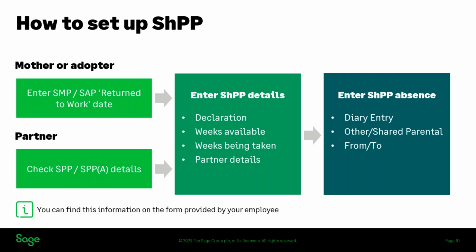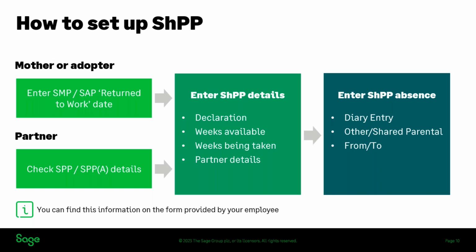So remember, it can be blocks of leave. So this is set up much like sick pay, in that you record dates on the absence diary, and those entries are used to calculate the amount due. So very similar for the partner. Just need to check that the SPP details have been entered, which establishes the entitlement, and then the same process, shared parental pay details, and then the dates of absence.